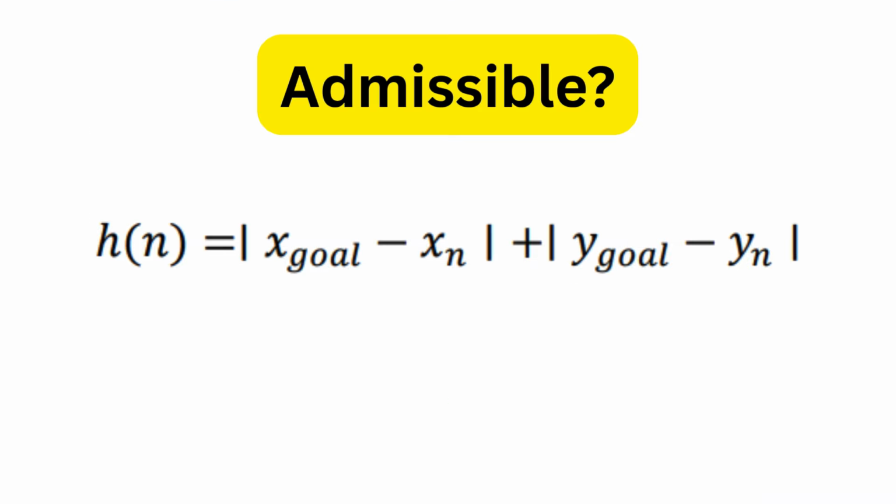Now it's time to check the admissibility. We are using Manhattan distance as the heuristic function. It assumes cost per move equal to 1, but in reality, the cost is greater than or equal to 3: cost 3 for the vertical or horizontal moves and cost 4 for the diagonal moves. The heuristic function never overestimates the cost. Hence, the function is admissible.